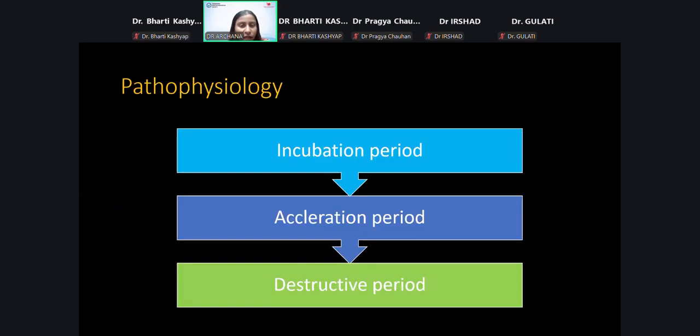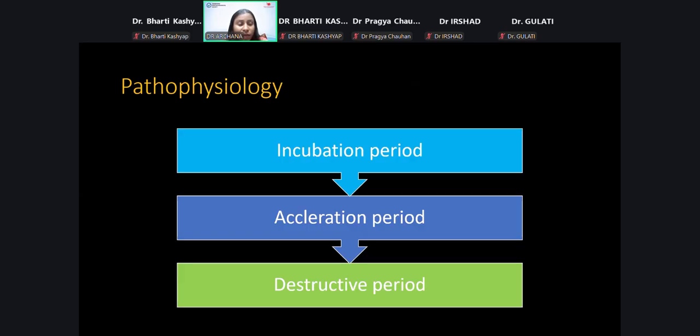So the pathophysiology: the incubation period is when the organism is in the eye but it is very subclinical, there are no symptoms. The eye is trying to control the infection, okay? But many eyes will enter straight into the acceleration period if there is implantation of organisms in the posterior segment. In the anterior segment, the incubation period will, with time, lead to inflammation and breach of the aqueous barrier.